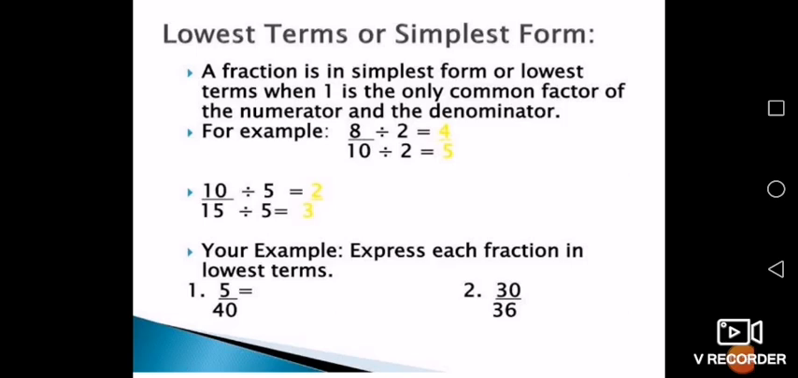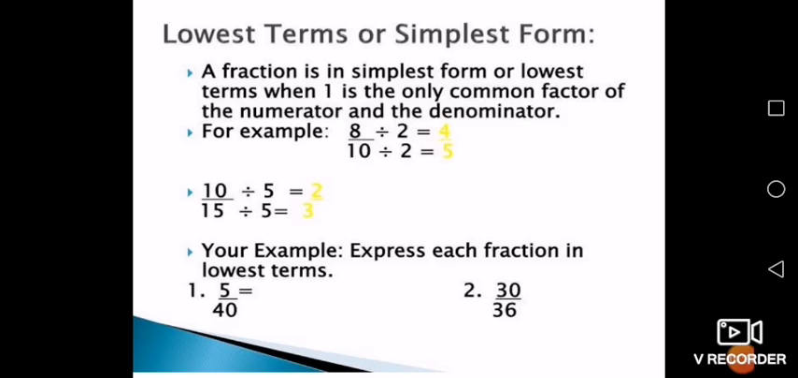Now among 4 and 5, which is the common factor? Yes, correct, 1 is the common factor. So is 1 the common factor or only 1 the common factor? Only 1 is the common factor. So 4 by 5 is a fraction in lowest form.